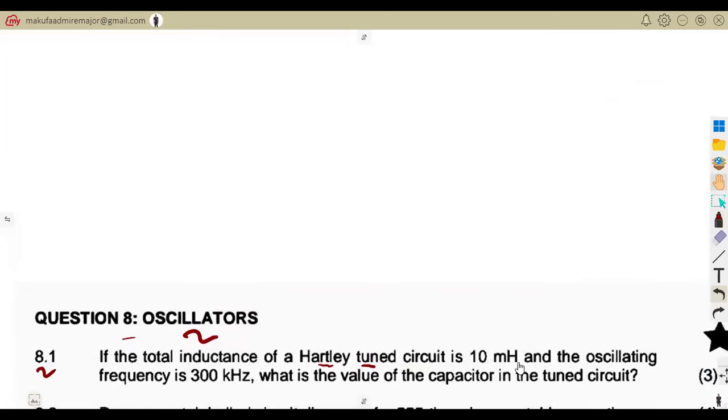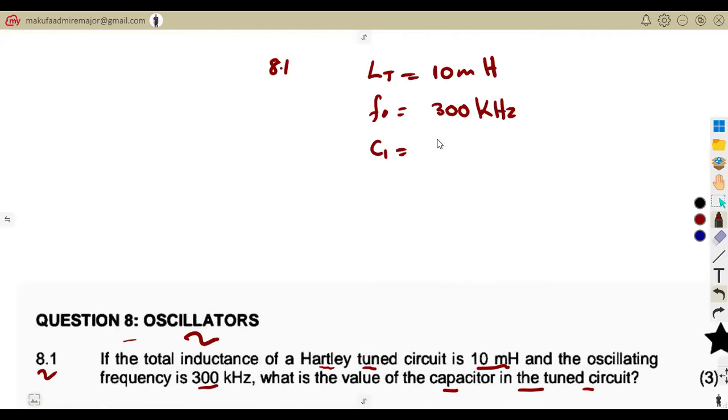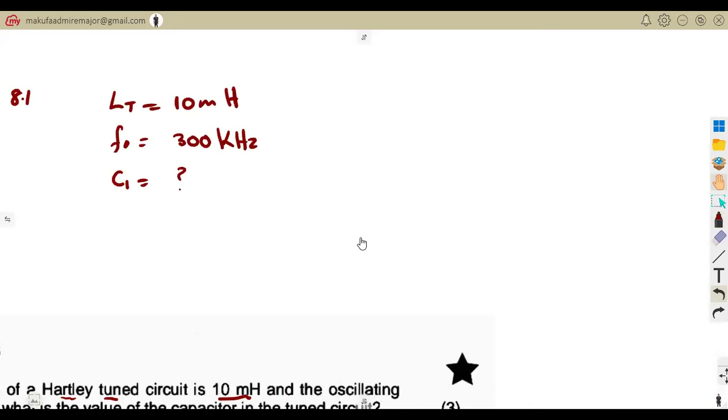They are saying that on our Hartley oscillator, the total inductance is 10 millihenries. So that is our LT, right? In 8.1, you're given the total inductance, 10 millihenries, and the oscillating frequency, which is 300 kilohertz. What is the value of the capacitor in the tuned circuit? As we saw from the tuned circuit, the capacitor that is there is our C1. So we need to calculate the value of C1.